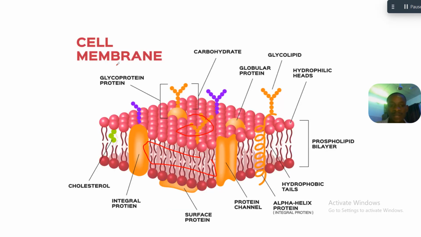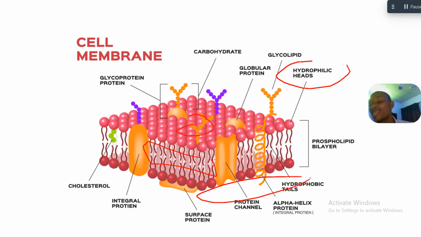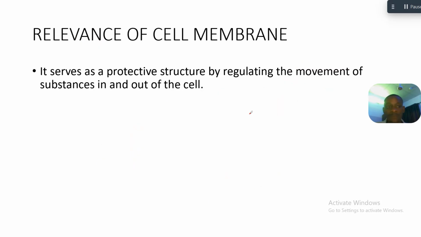This is the cell membrane that we are talking about. I've already explained all this, all right. You see the hydrophilic heads, okay. You see the hydrophobic tails, okay. So it's just like a little head and tail, and the head is water loving, while the tail is what? Water hating, okay. So that's just like the summary of what we are talking about.